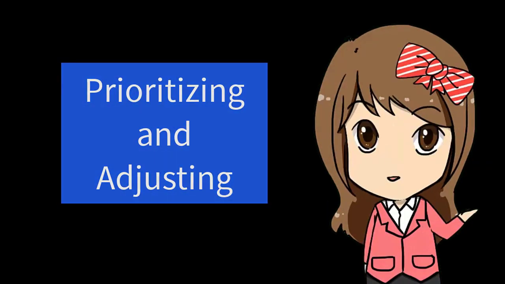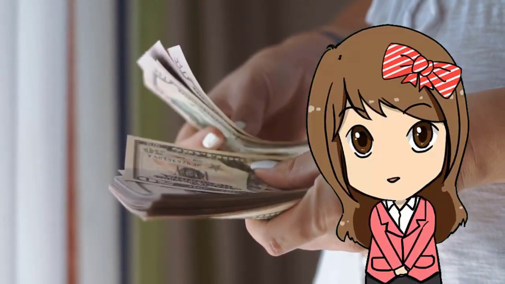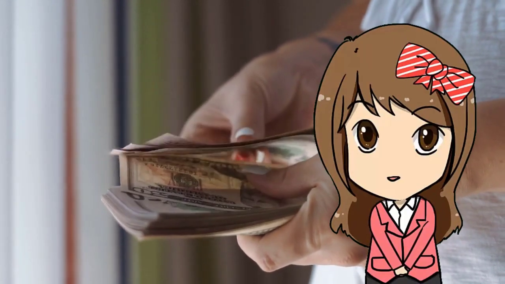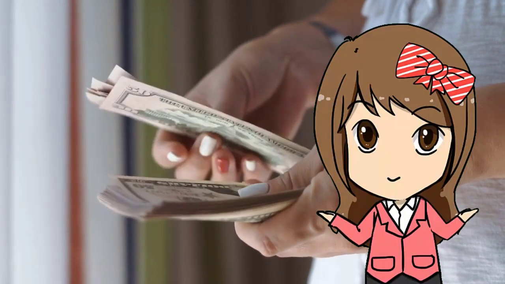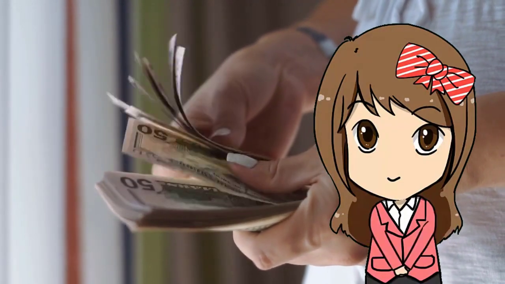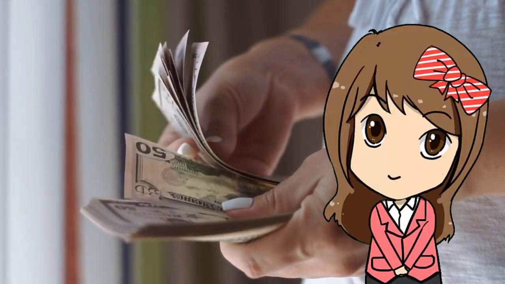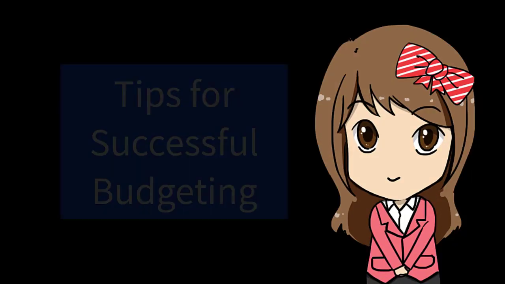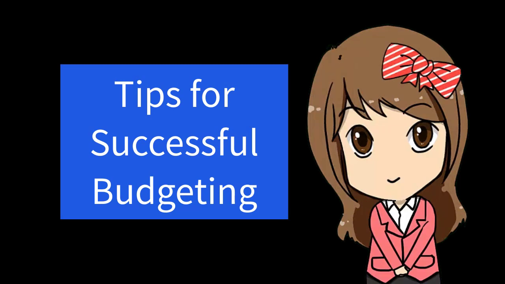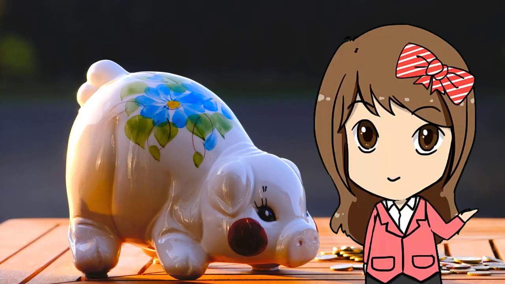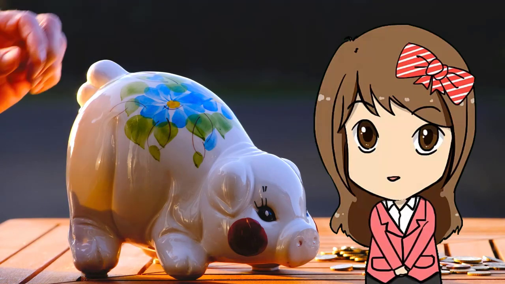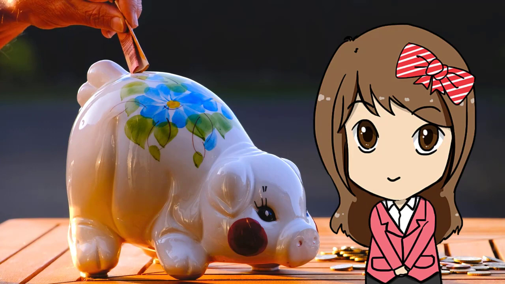Prioritizing and adjusting. As you create your budget, it's important to prioritize your spending based on your financial goals. Allocate more funds to categories that align with your priorities and cut back on areas where you can reduce expenses. Be flexible and willing to make adjustments as needed. Your budget should be a living document that adapts to changes in your income, expenses, and financial circumstances.